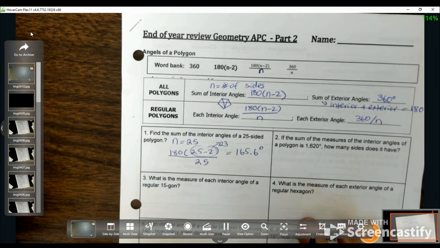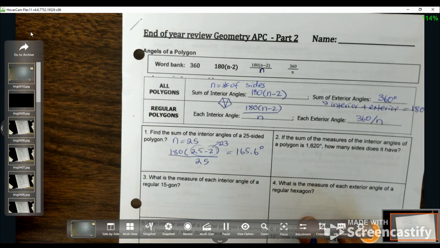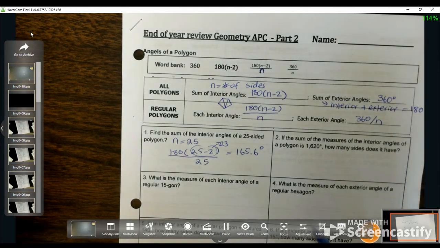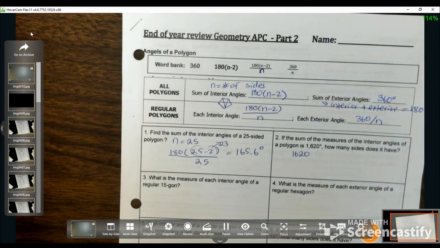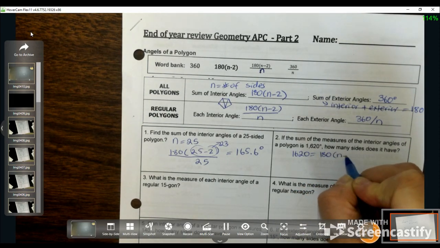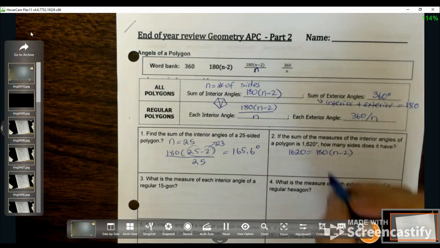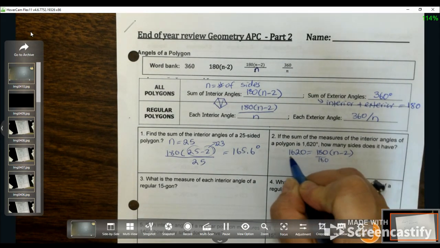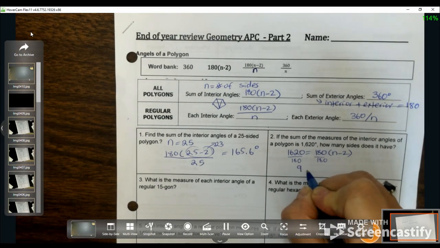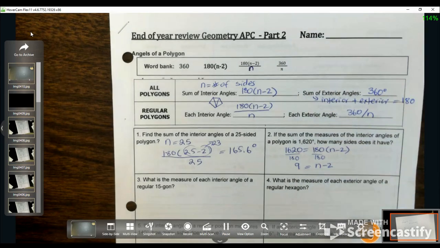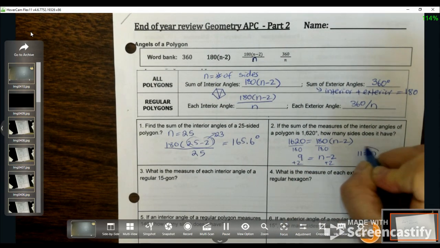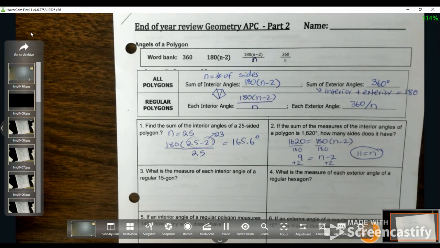Okay. Now, what if the sum of the measures of the interior angles is 1620 degrees? How many sides does it have? So we're going to go 1620 is equal to 180(n - 2), and we're going to work backwards. First step, divide by 180. Okay. This becomes 9 is equal to n - 2, and now we're going to add 2 to each side, and I'm going to say 11 is equal to n. And that is how we found out the number of sides.